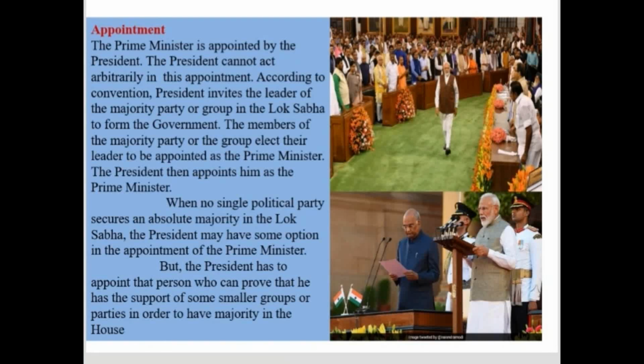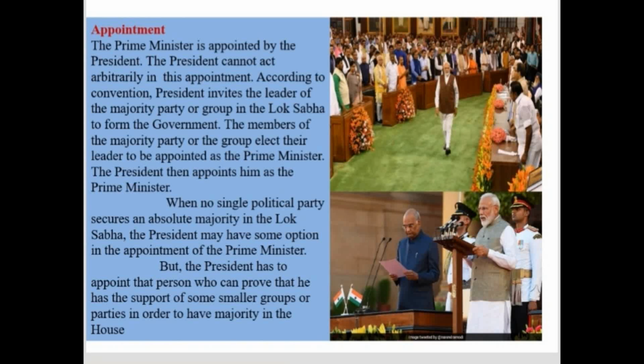So now let us understand the appointment of Prime Minister. The Prime Minister of India is appointed by the President. So here, while appointing the Prime Minister, the President cannot act arbitrarily. So what do you mean by arbitrary appointment? That means the President cannot use his own choice to select the Prime Minister. So here, what can the President do? There is a convention for that. That means there is actually a procedure for the President to appoint a Prime Minister.